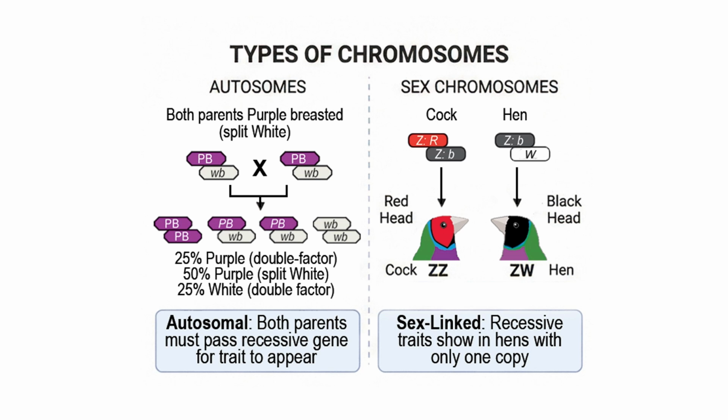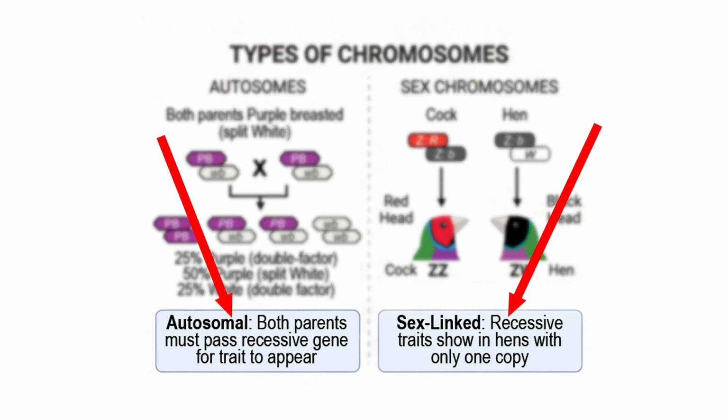Returning to the two types of chromosomes, if a recessive trait is sex-linked, it will be seen in a hen with only one copy. So, the most important thing on this slide is the difference between autosomal and sex-linked recessive traits. For autosomal, both parents must pass it on to a pair, but for sex-linked, a recessive trait can show on a hen with only one copy. A black-headed hen is a good example of this.